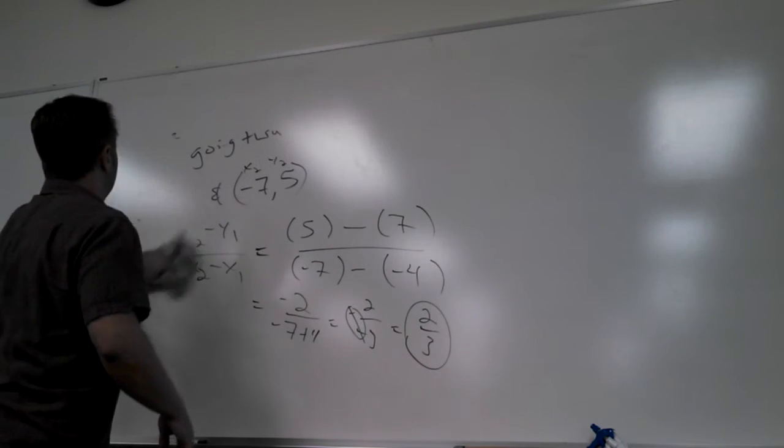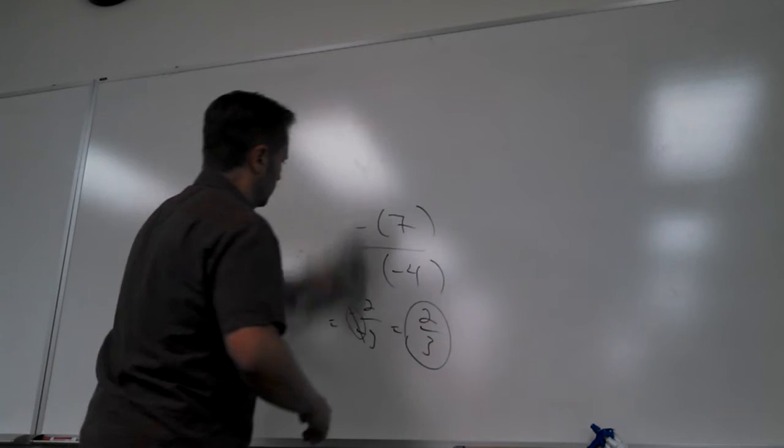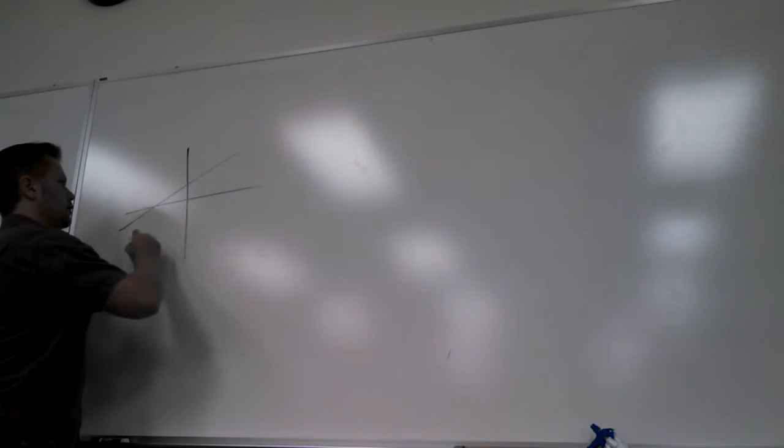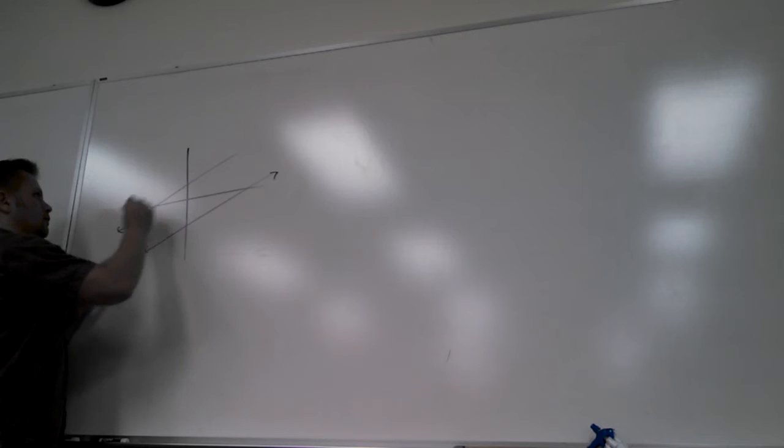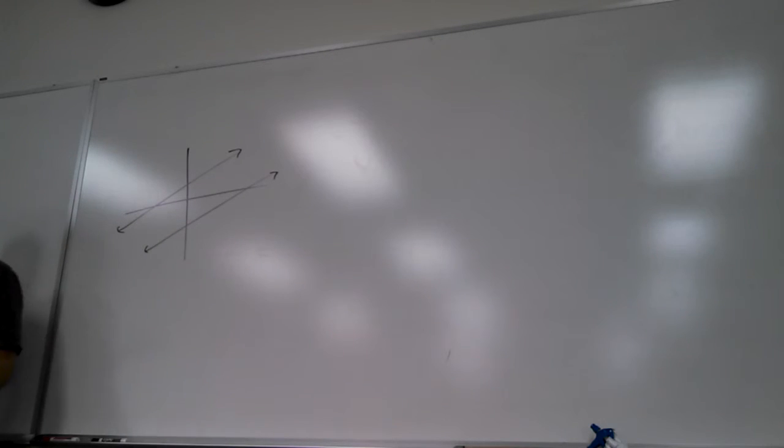So, parallel is something people normally get pretty quickly. What's got to be true about two parallel lines? What must be true about the slopes of two parallel lines? Yeah, it should kind of make sense. They have to be exactly the same.